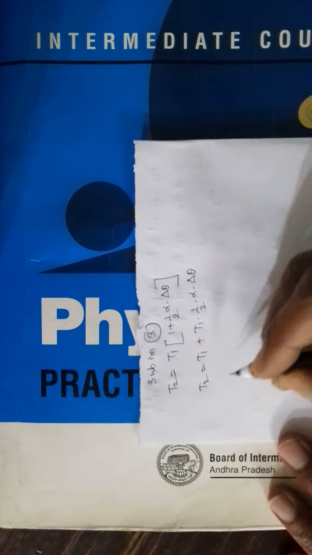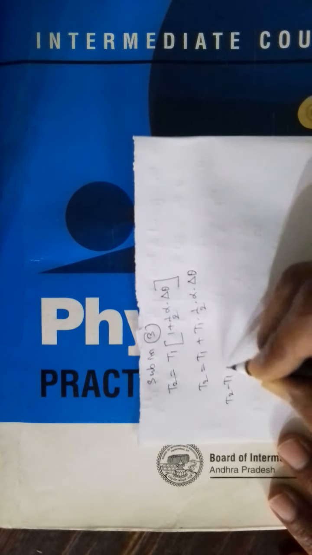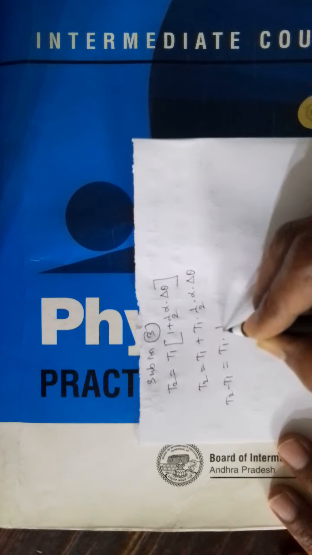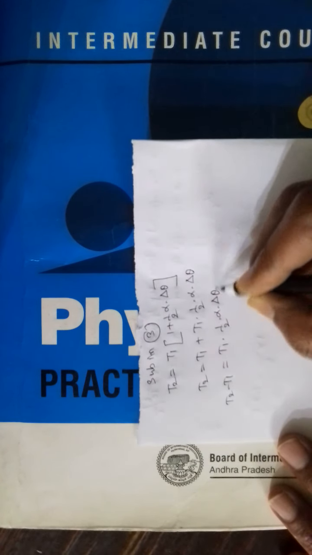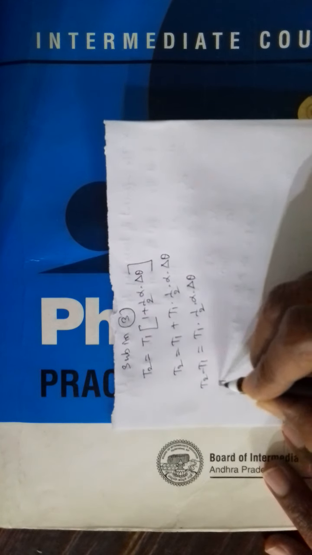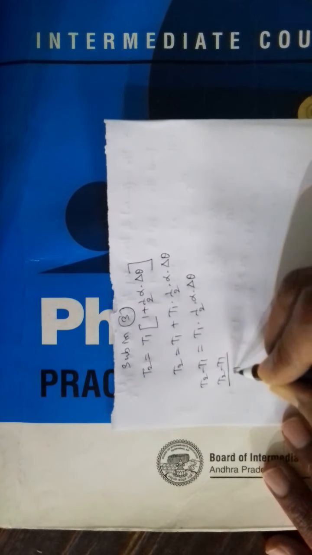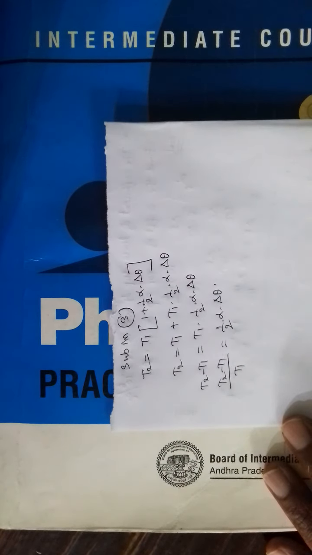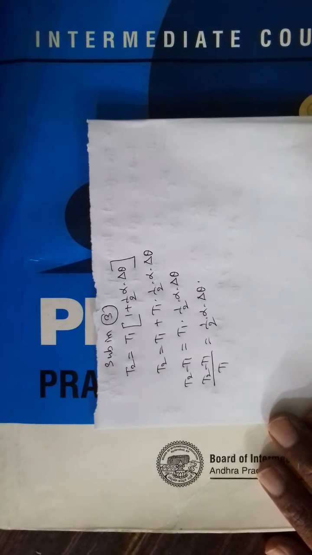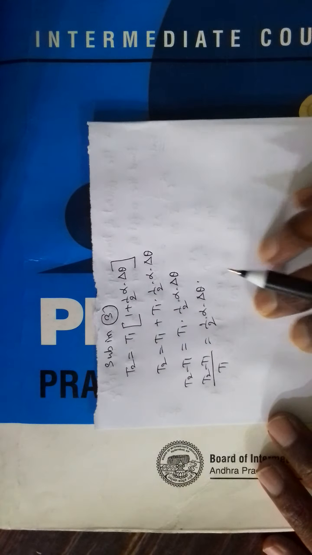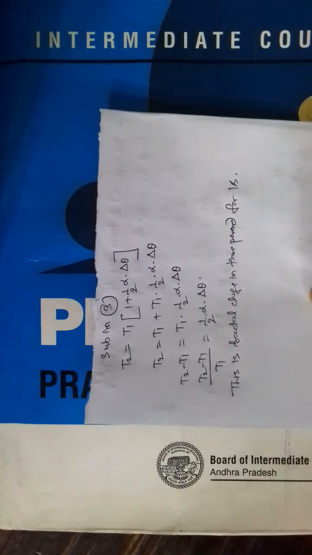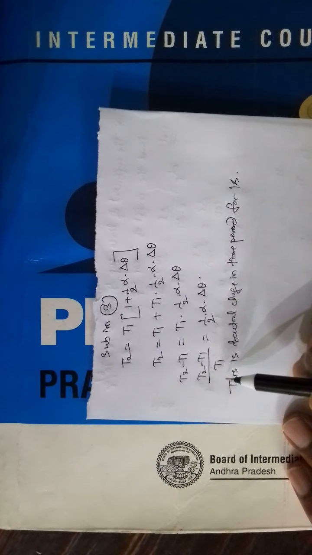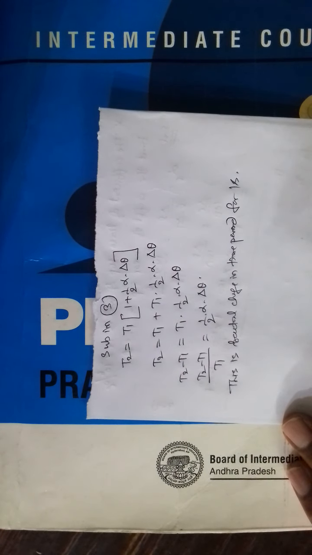Let us take the T1 to the left side. T2 minus T1 is equal to T1 into 1 by 2 alpha delta theta, or (T2 minus T1) by T1 is equal to 1 by 2 alpha into delta theta. So this is the fractional change in time period. This is the fractional change in time period for 1 second.